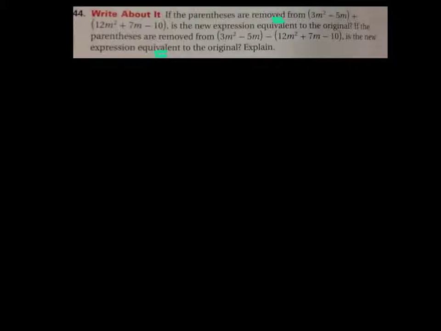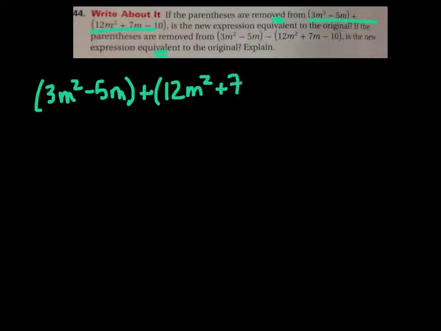So let's first do this first problem. Let's do this one. So we have 3m squared minus 5m plus 12m squared plus 7m minus 10. If I think about this, do I need the parentheses? No, not really, because we're adding things, and we can always rewrite this subtraction on that 10 and as well as this 5m as plus a negative. So technically, no, it's not going to matter. I'm going to have the same answer as before.